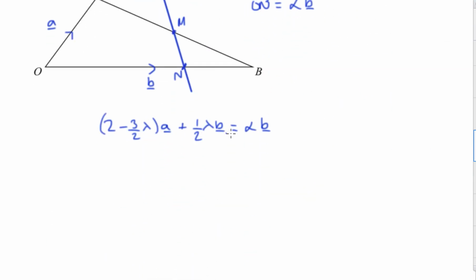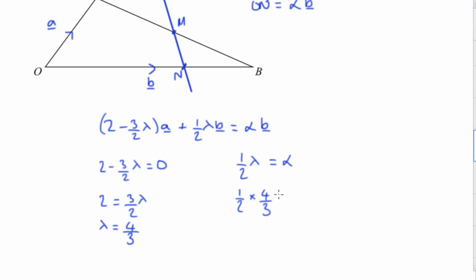Now we've got two unknowns here. We've got alpha and we've got lambda. But what we can say is that 2 minus 3/2 lambda has to equal 0 because there's no A in the other version of O to B, which means if we solve that equation, lambda is the fraction 4/3, and we can then substitute that into here and say that a half lambda has to equal alpha, so a half of 4/3 is equal to alpha, so alpha is equal to 2/3.